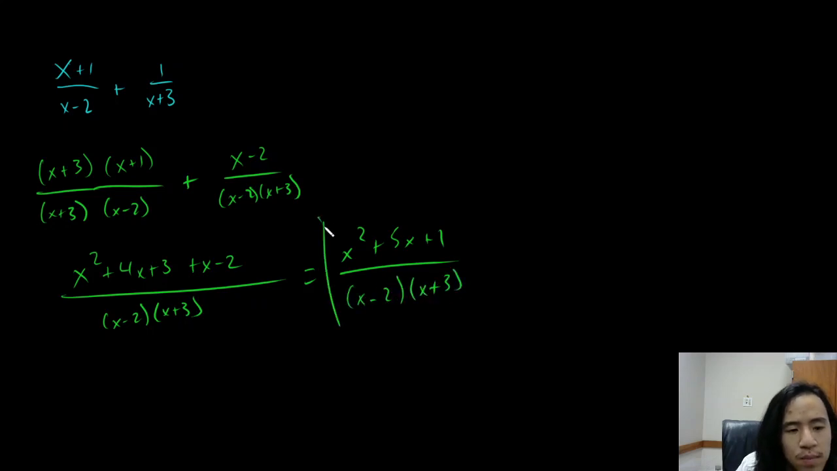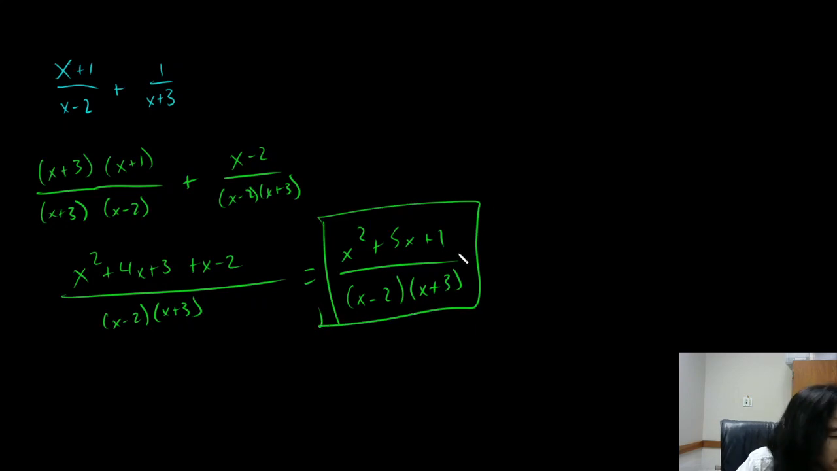And this would be a perfectly acceptable answer, except that you need to make sure you exclude values from your domain. Remember, you can't divide by 0, so any values that make any denominator 0 are not going to be part of your domain. So x cannot be equal to 2 or negative 3 in this case, because if I plug those numbers in, I would be dividing by 0. So let's go ahead and go to the next example.